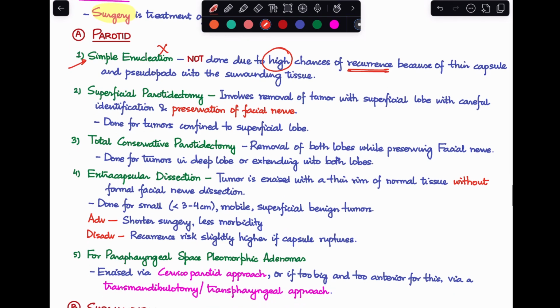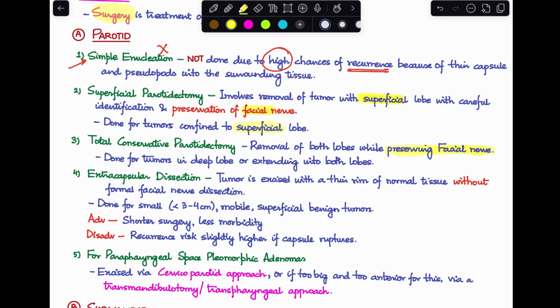So the next surgery is a superficial parotidectomy. In superficial parotidectomy, we are removing the tumor along with the superficial lobe, and we are identifying and preserving the facial nerve. This is done for tumors which are limited to just the superficial lobe. Third is total conservative parotidectomy. If we are seeing that the tumor is involving the deep lobe or it is extending to involve both the lobes, in that case we remove both the lobes of the parotid while preserving the facial nerve, and that is known as total conservative parotidectomy.